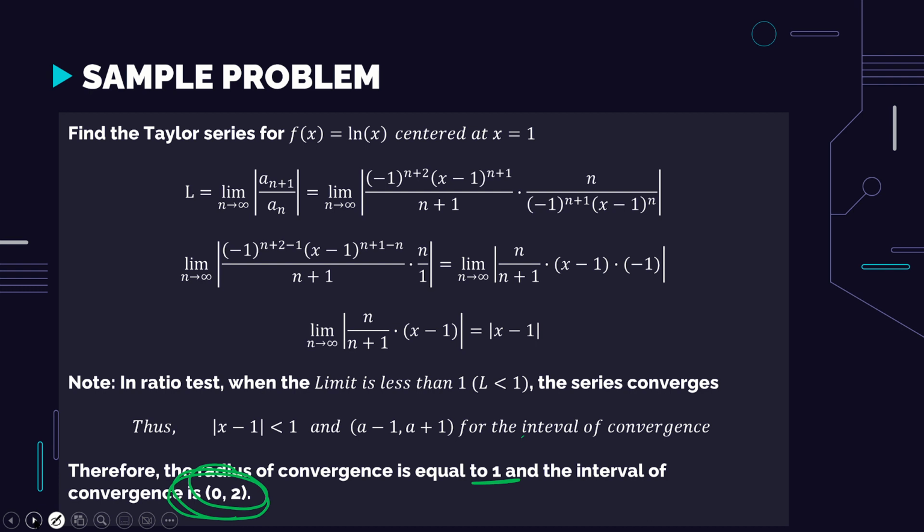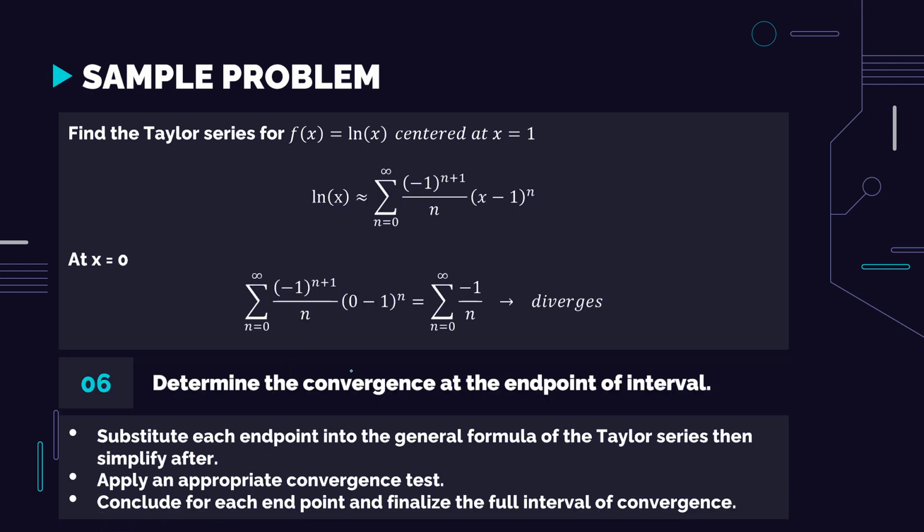Next, last step. We need to determine the convergence at the endpoints of the interval. Based on our interval of convergence, we have the endpoints 0 and 2. Let's evaluate: using x equals 0, will it converge or diverge? Also the other endpoint, using x equals 2, will the series diverge or converge? To do that, we simply substitute each endpoint into the general formula of the Taylor series, then simplify.